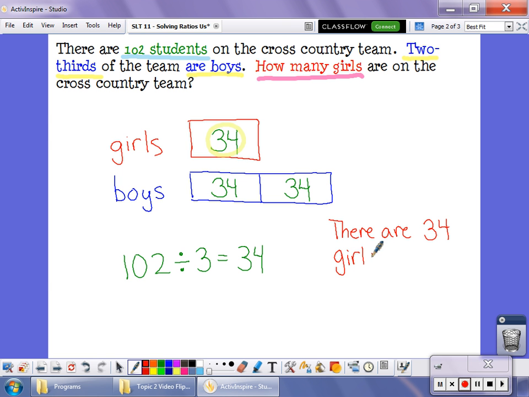Now, it doesn't ask us this question, but what if it said how many boys are there? What we would do is we would look down here. We have 34 and 34. So if we were asked about how many boys there were, we could say there are 68 boys, because 34 and 34 is 68.